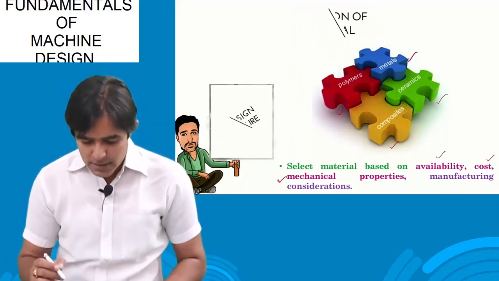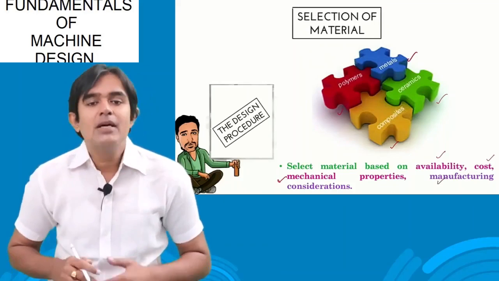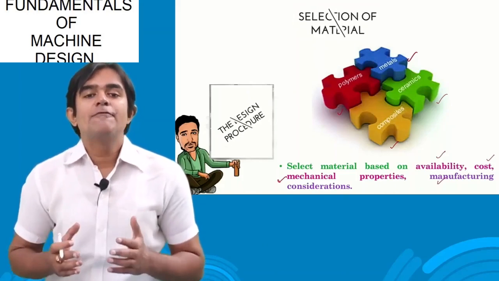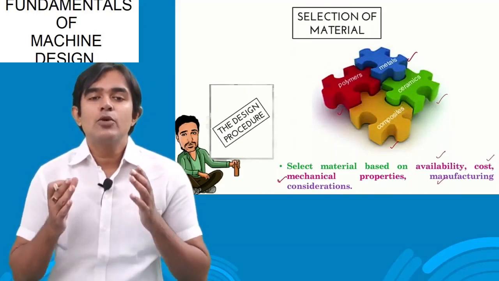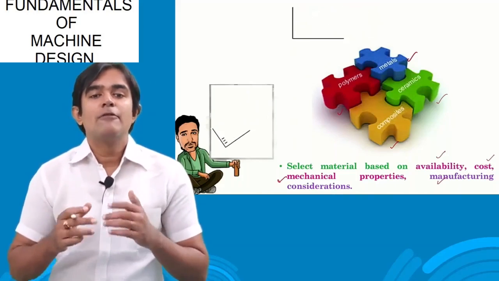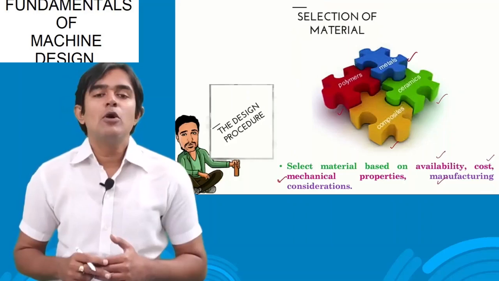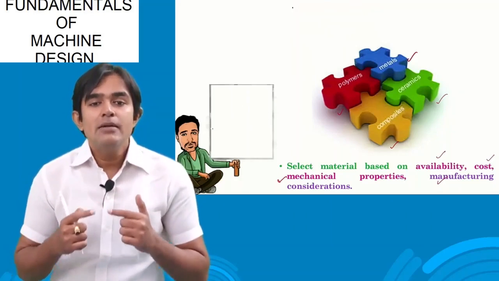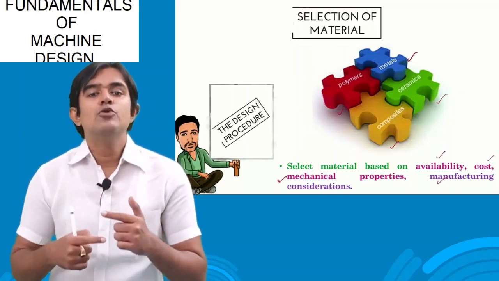The last thing is based on the manufacturing considerations, like how it is going to be manufactured and what parameters are going to act while manufacturing. So this is all about selection of material. We are also going to see selection of material in brief as we move further.